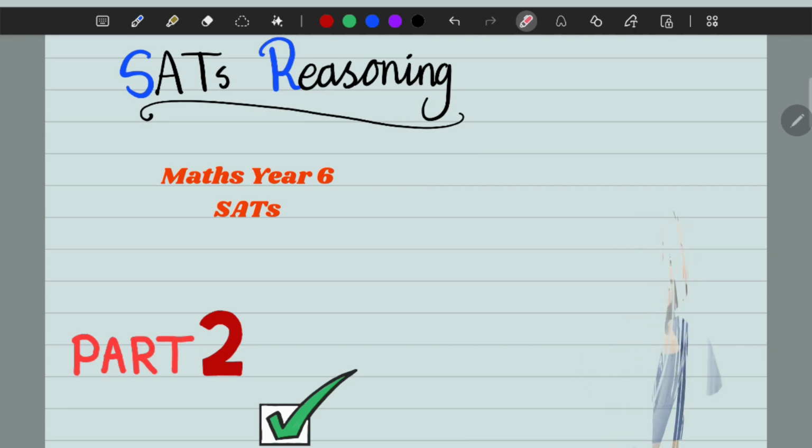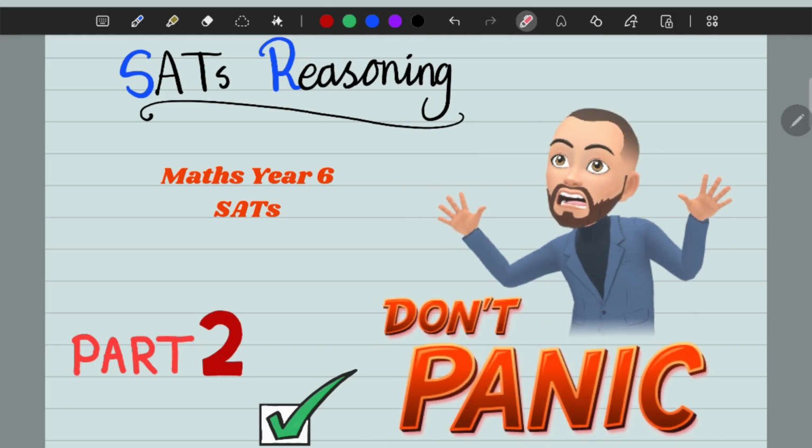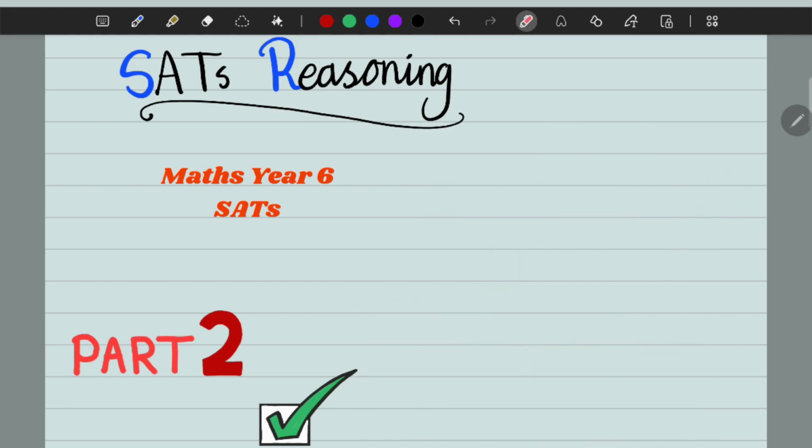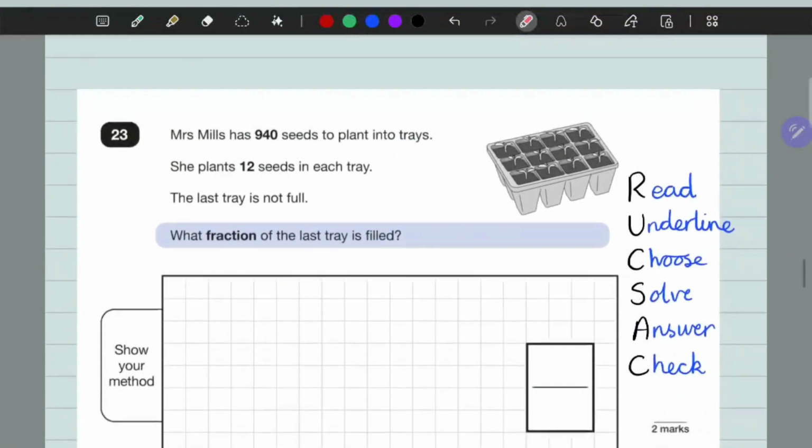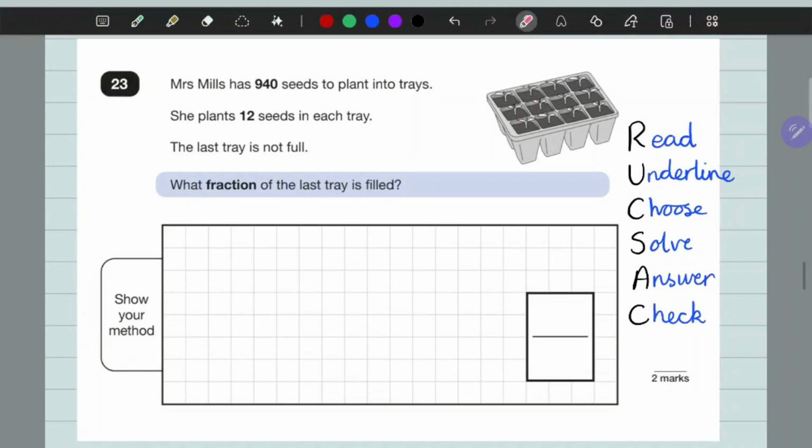If you find that they are usually more brain melters than brain teasers, then you're in the right place, because we're going to be breaking them up into little pieces to make them much more manageable. Let's get started. Now, starting with question 1, I've already got over here on the side my handy key of RUCSAC.